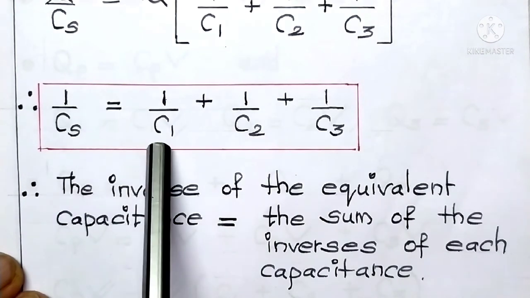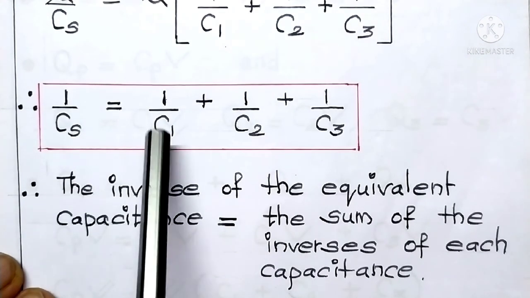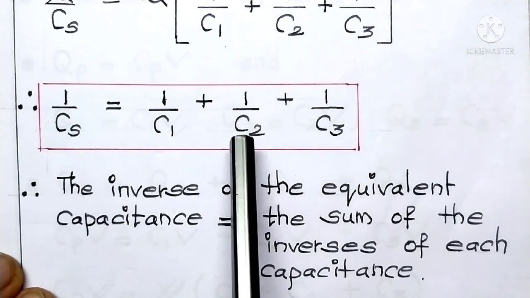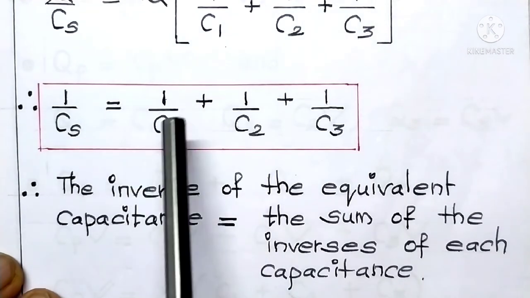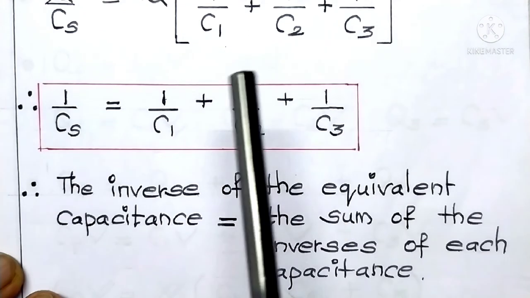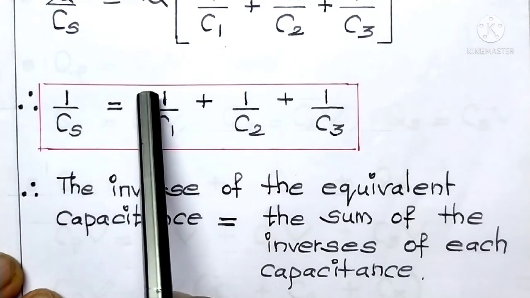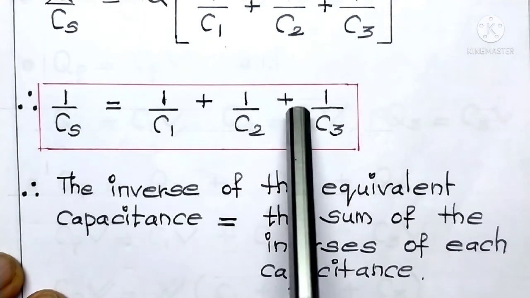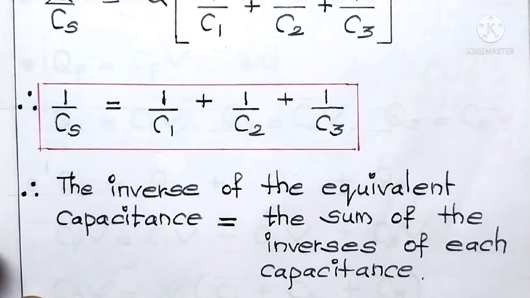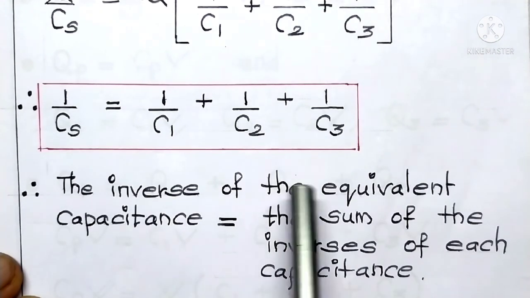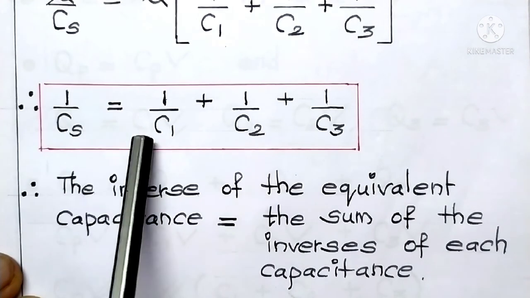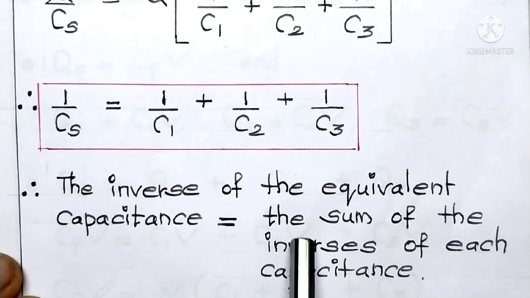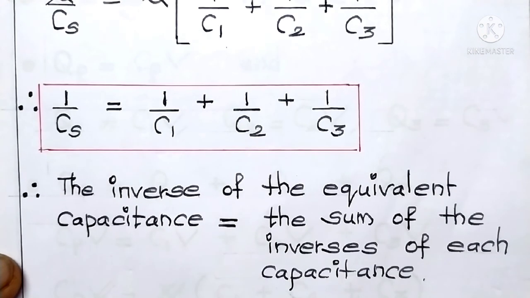That is, C1 is the capacitance of the first capacitor and C2 is the capacitance of the second one. Like that, C3 is the capacitance of the third one. First we have taken the inverses of these three capacitances and we have summed up. So it is written as the inverse of the equivalent capacitance is equal to the sum of the inverses of each capacitance. So with this equation this derivation has come to an end.